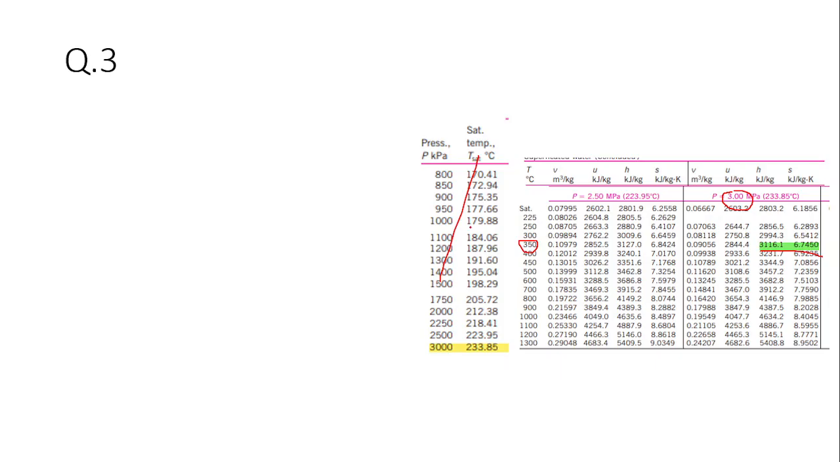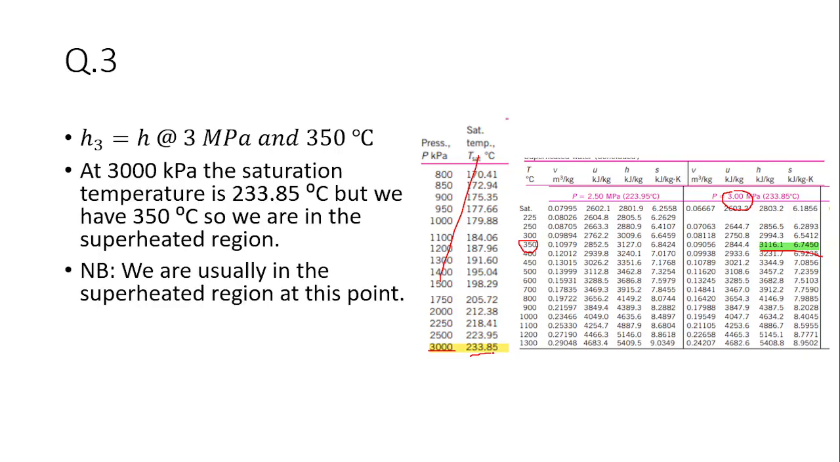What I was going to say was that if we look at the 3 megapascal, which is 3000 kPa, the saturation temperature is 233, but our temperature is higher, so it means you're in the superheated region. But we already know that at point 3 we are in the superheated region, so we don't really need to stress with that. We should note that usually at point 3, we are in the superheated region. So we just go to the superheated table, read 3 megapascal, 350 degrees Celsius, and find our enthalpy, then our entropy.